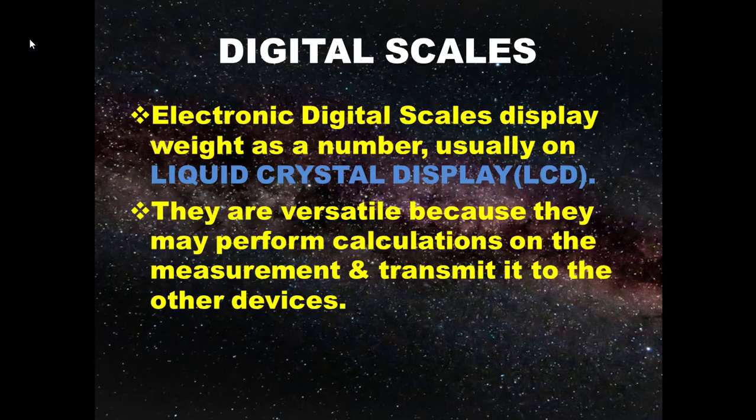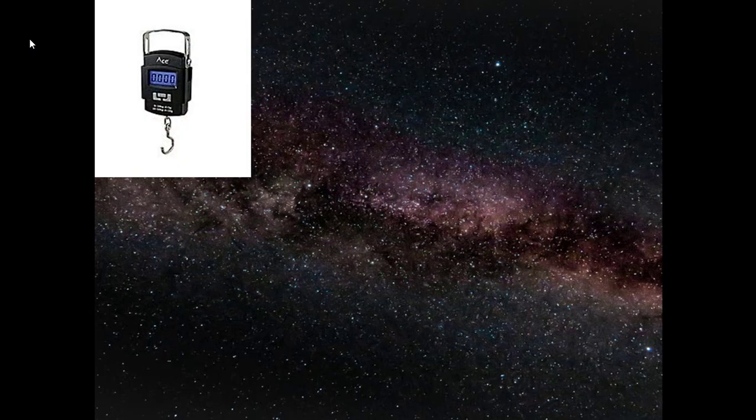Electronic digital scales display weight as a number, usually on a liquid crystal display (LCD). They are versatile because they may perform calculations on the measurement and transmit it to other digital devices. So we have the digital spring balance, which measures the weight of an object in numbers displayed on a screen.